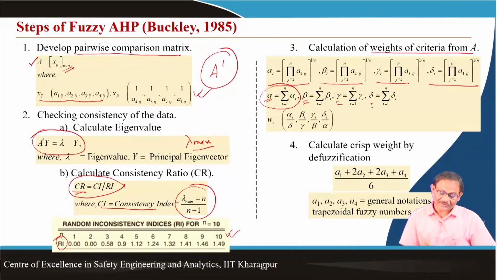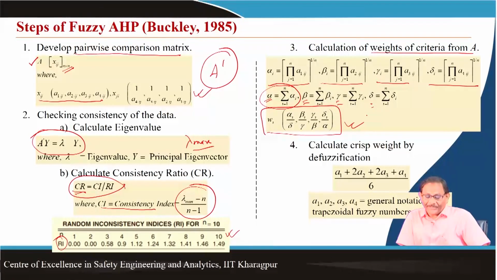Then after that you are finding out the weights. The weights formula is like this. So for the first weight, for alpha, with i equal to 1 to n, alpha 1 by delta, alpha 2 by delta, alpha 3 by delta, like this. So all the weights you are getting. Once you have the weights, these are basically for A1 to A4. So in that sense you are using it.